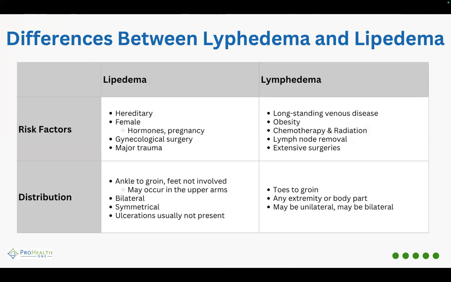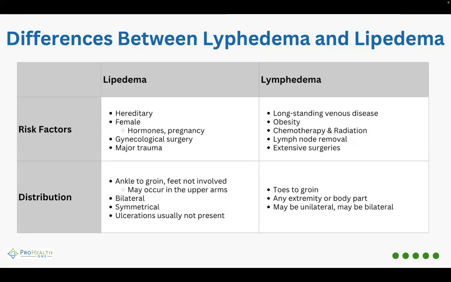Just to go through some differences that you see between lymphedema and lipedema. Risk factors for lipedema are usually thought to be hormone related. So it's something that's hereditary. It's more common in females and associated with hormonal changes, so you can see it in people often in pregnancy. Other risk factors for that are having gynecological surgery and major trauma.